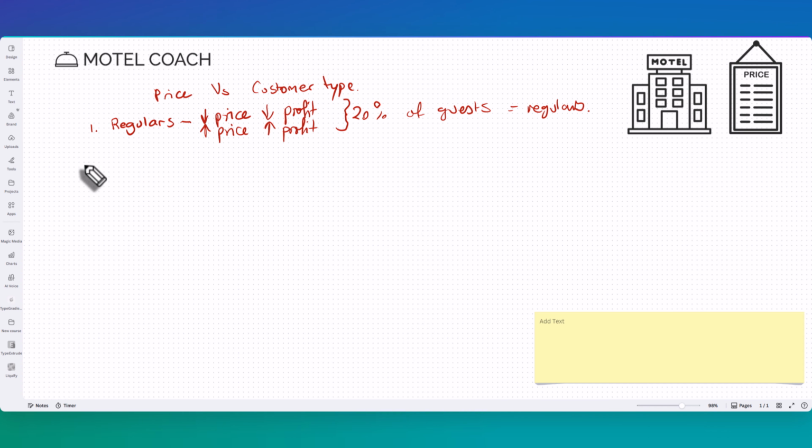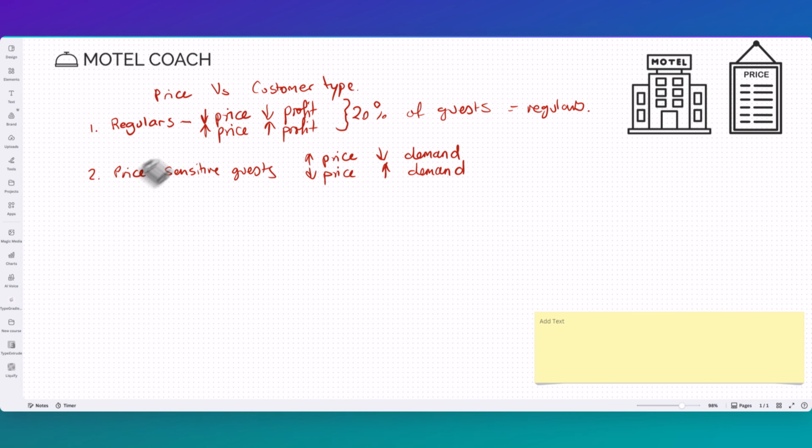The next segment of guests we're going to look at is our price-sensitive guests. Now, price-sensitive guests are different. If we increase the price, we're going to decrease demand. If we decrease price, vice versa, we'll increase demand.